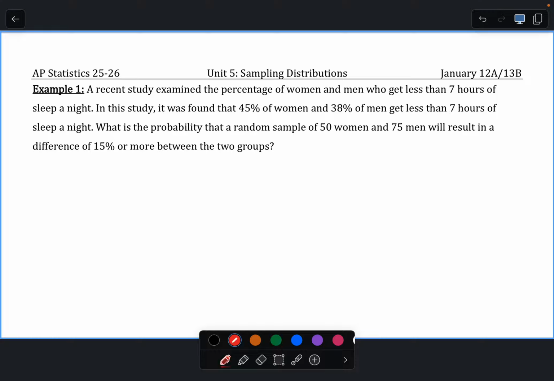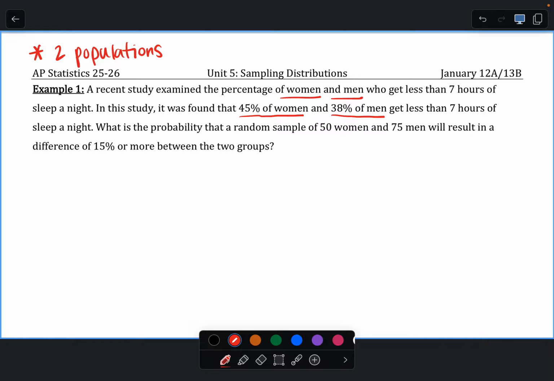So in this case, we have a recent study examined the percentage of women and men. That immediately tells me I have two populations. And if you're wondering, how do I know that they didn't just combine the women and men in the end? You can read further and they will generally note that they took two different samples. So if I keep going, who get less than 7 hours of sleep at night, in this study, it was found that 45% of women and 38% of men. Having those two separate values is again leading to us knowing that this is two populations.